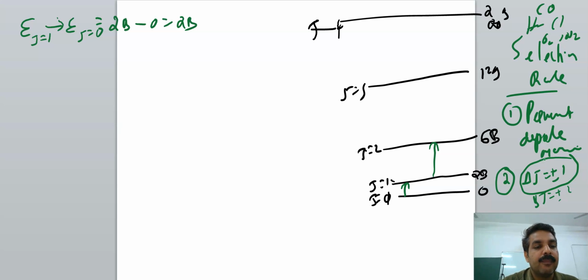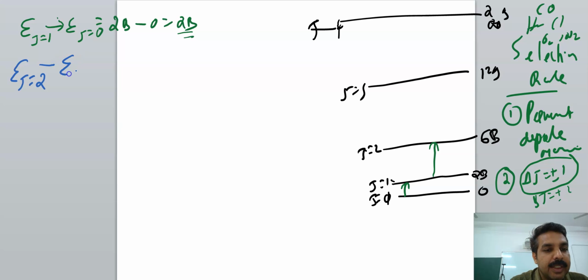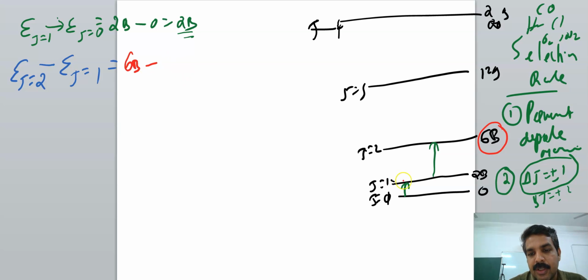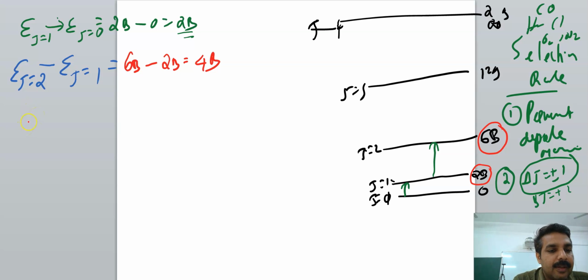So from J equal to 0 to 1, the line is at 2B. And from J equal to 1 to 2, the energy difference is E(J=2) minus E(J=1). For J equal to 2 the energy is 6B, so 6B minus 2B, which is equal to 4B.